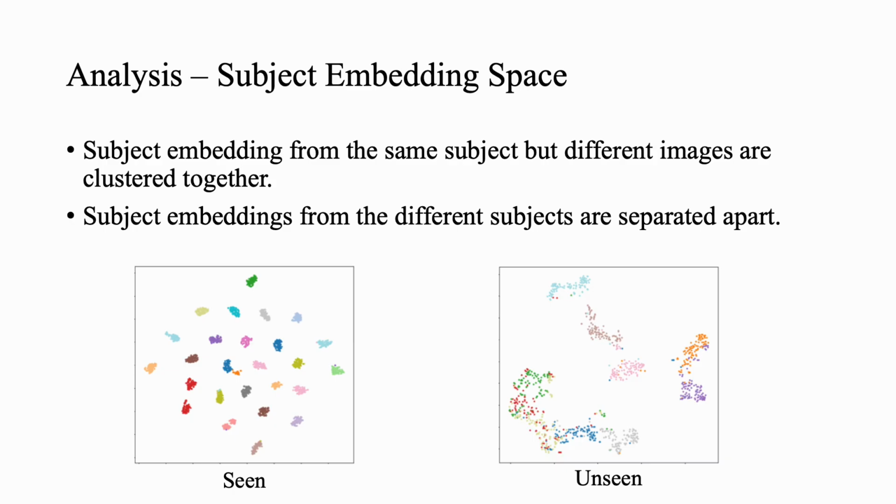That means Deeper itself can learn a robust subject embedding space, which can benefit unseen users because they can directly infer the information from the pre-trained seen subjects.